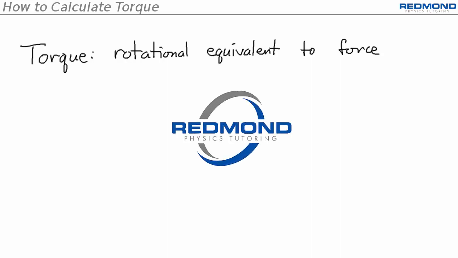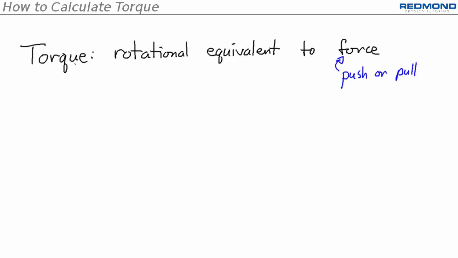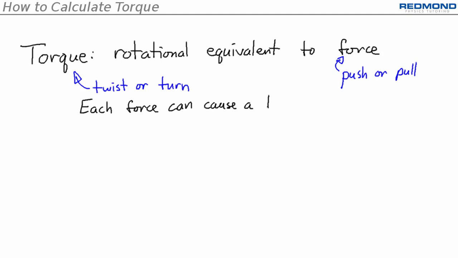Torque is the rotational equivalent to force. If a force is a push or a pull, then a torque can be considered as a twist or a turn. Each force can cause a torque, and later in the course I'll describe net torque. For now, we'll focus on finding the magnitude of one individual torque at a time.